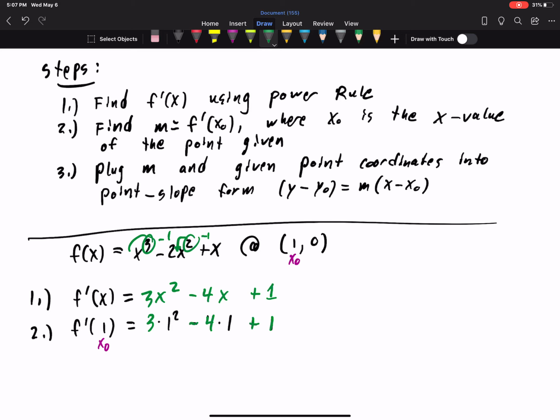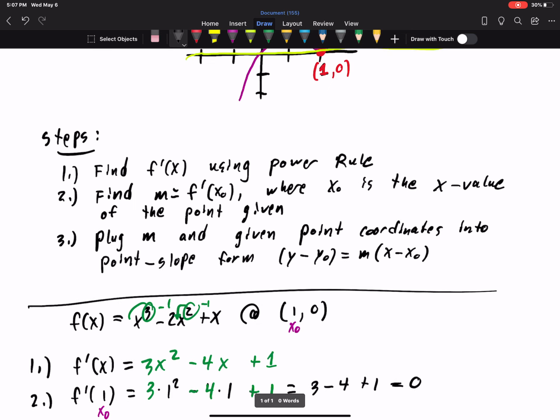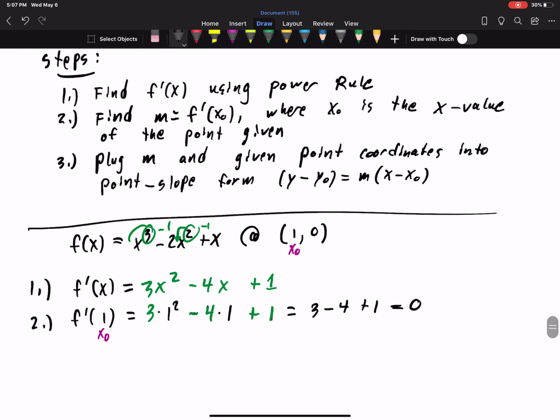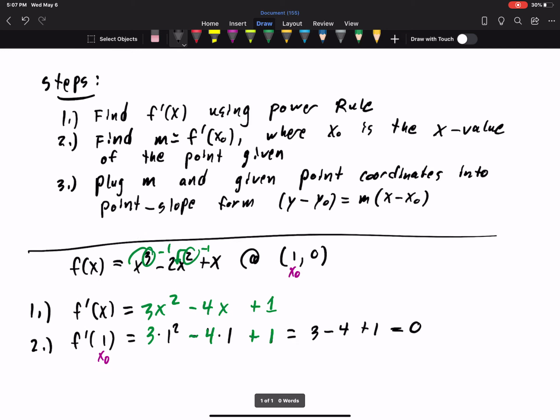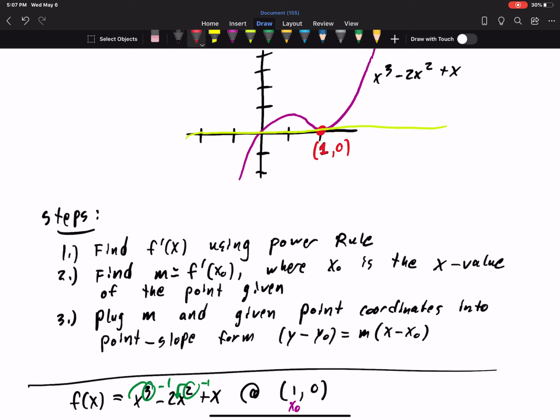What does that equal? Well, 1 squared is just 1, so we have 3 minus 4 plus 1. Hey, look, that's 0. That makes sense looking at the graph, because remember that f prime of 1 is the slope of our function at x equals 1. Looking at this red point, what's the slope of the purple graph at that point? It's 0. It's flat there. Same thing with our chartreuse line, which touches at that point. So it makes sense that our slope is 0. It's a flat tangent line.